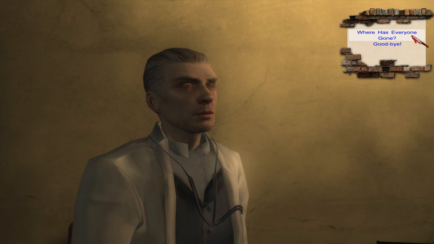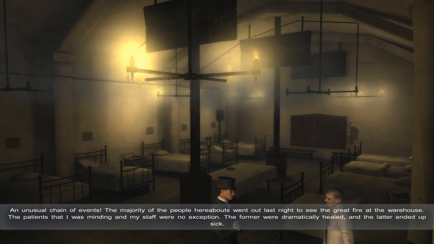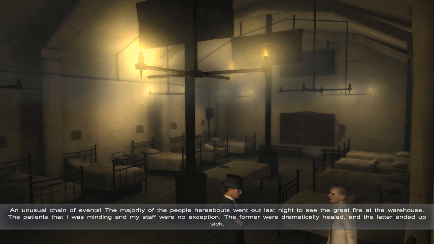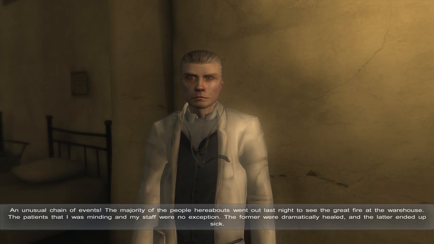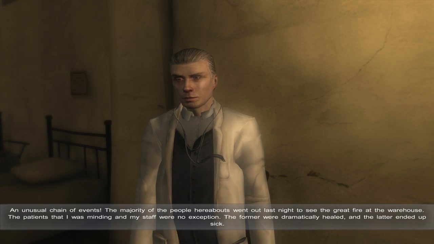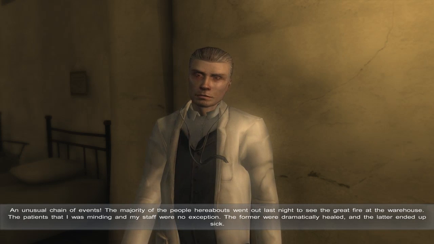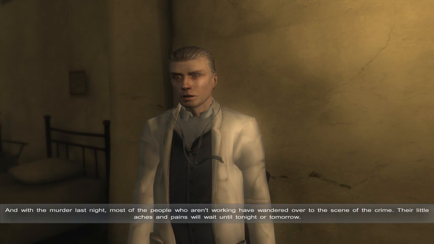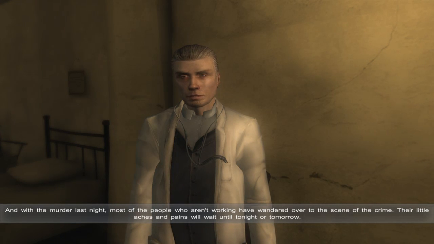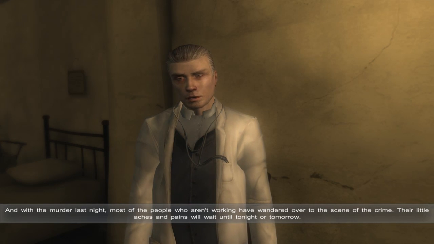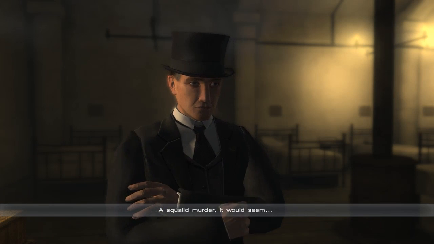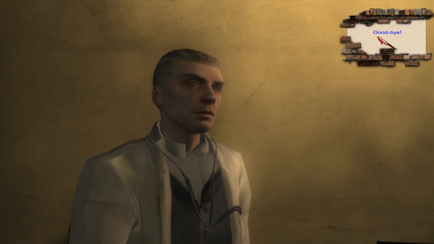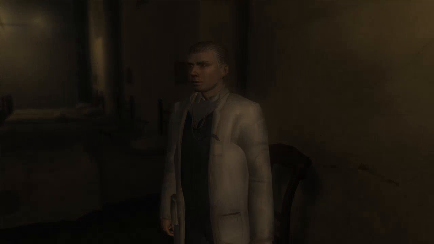Where has everybody gone? It's rather quiet here. An unusual chain of events. The majority of the people hereabouts went out last night to see the great fire at the warehouse. The patients that I was minding and my staff were no exception. The former were dramatically healed, and the latter ended up sick. And with the murder last night, most of the people who weren't working wandered over to the scene of the crime. Their little aches and pains will wait until tonight or tomorrow. A squalid murder, it would seem. Just like what this area has become. Goodbye. Thanks, Doctor. Not at all.